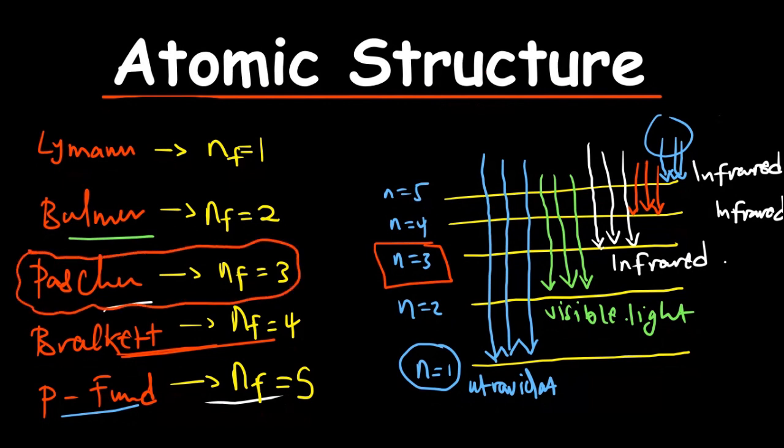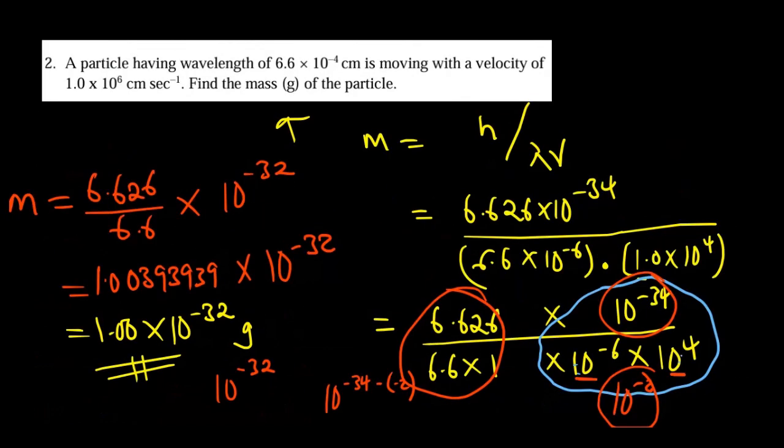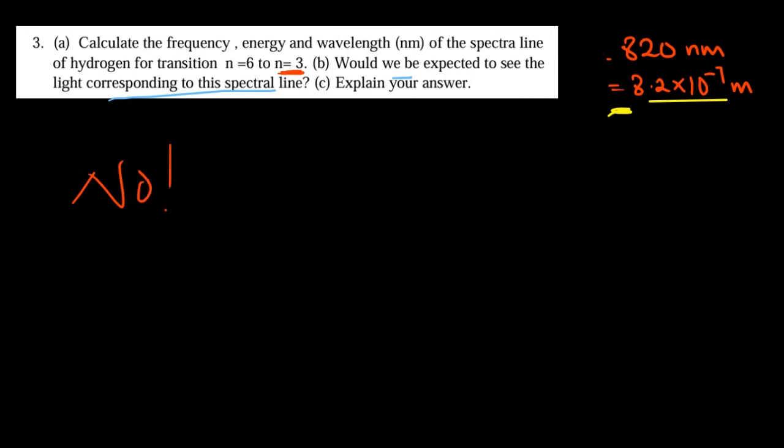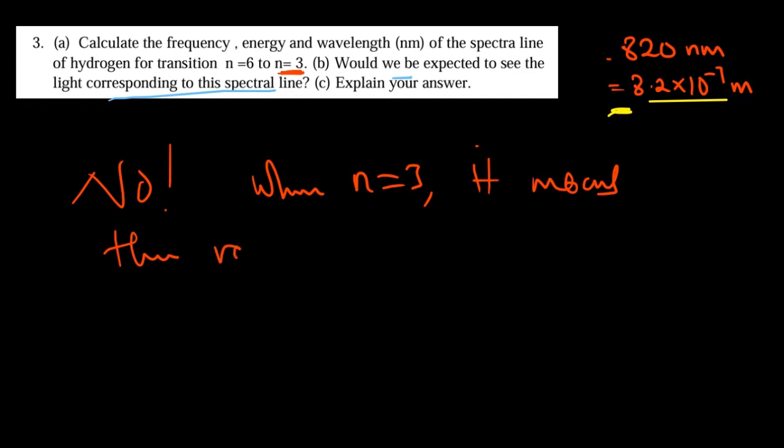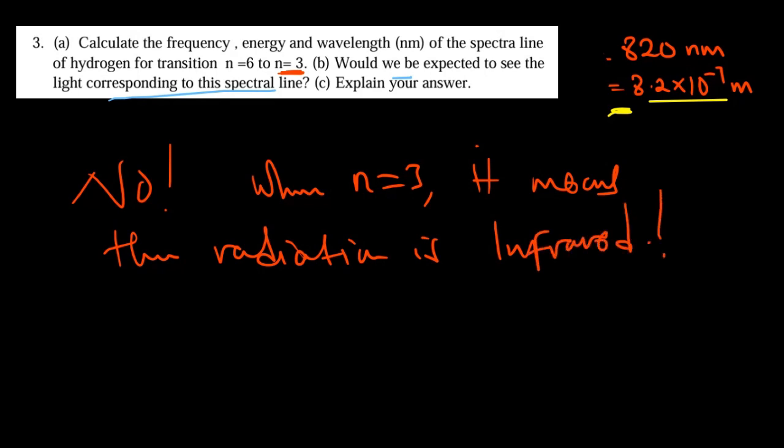And the Paschen series are related to what? Infrared radiation. Okay, so can you see infrared radiation? The answer is no. You can't see infrared radiation. So you're going to say no, we can't see it. And then in the explanation, you're going to say when n is equal to 3, it means the radiation is infrared. Okay, and infrared is not visible.